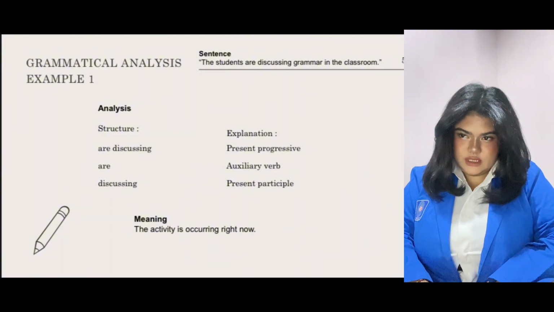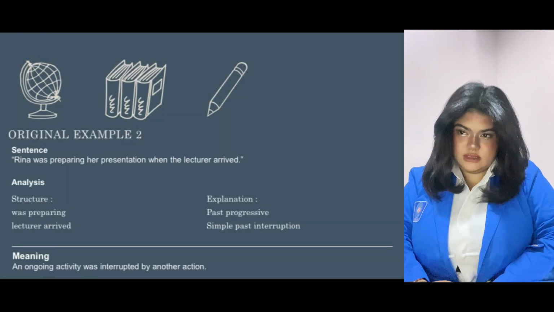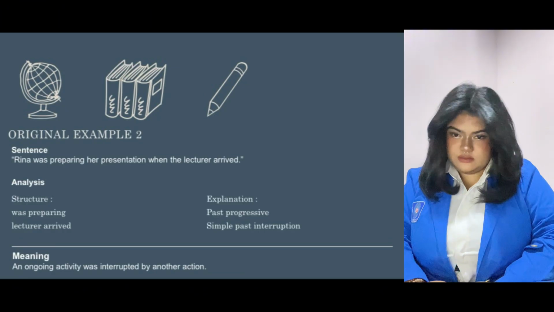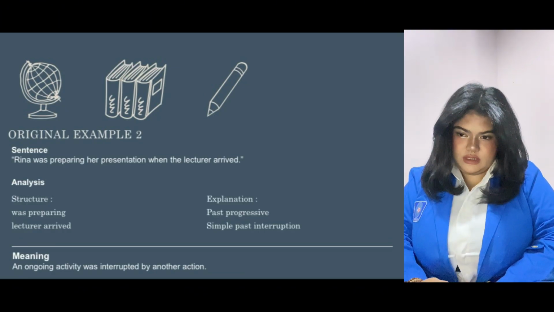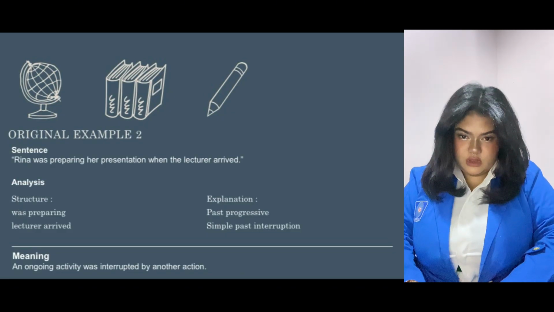And the next example sentence is: Rina was preparing her presentation when the lecturer arrived. For the analysis, the structure is was preparing; the explanation is past progressive. And the second one is lecturer arrived, simple past interruption. So the meaning is an ongoing activity was interrupted by another action.